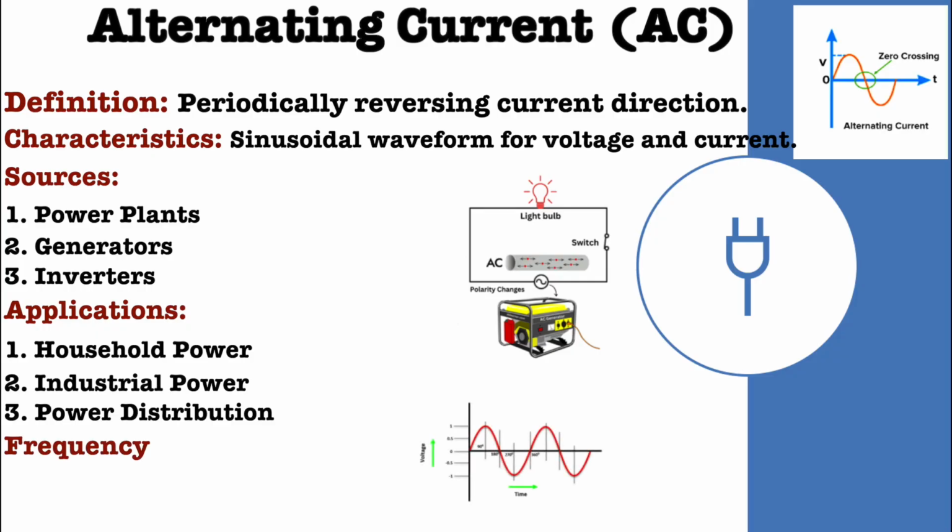Now we have to understand the concepts of frequency and phase. So what is frequency? AC is defined by its frequency, measured in hertz, which indicates how many cycles per second the current reverses direction. In India, the standard frequency is 50 hertz.